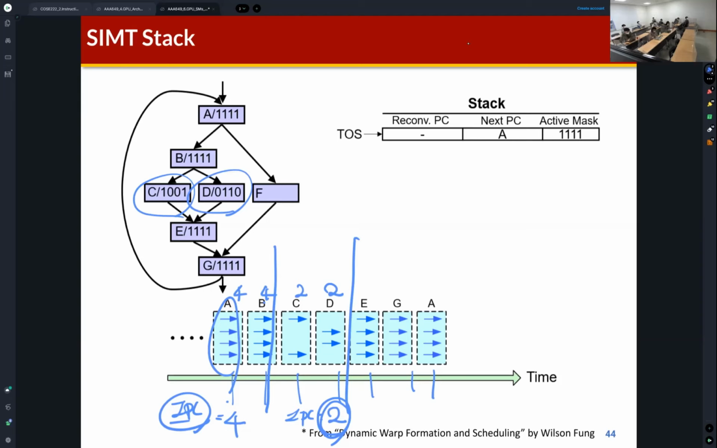Actually, the maximum IPC in this example is 4. We already know that. But the execution path is divergent, and the GPU does not support divergent execution well, so the performance of the GPU becomes half of the maximum performance. The IPC becomes 2.